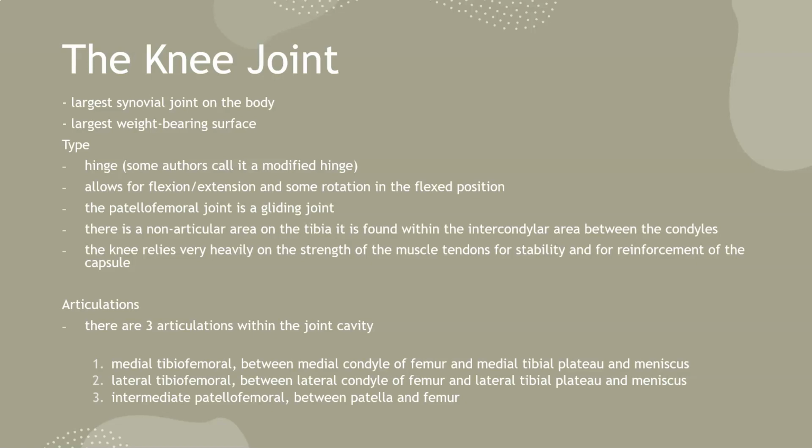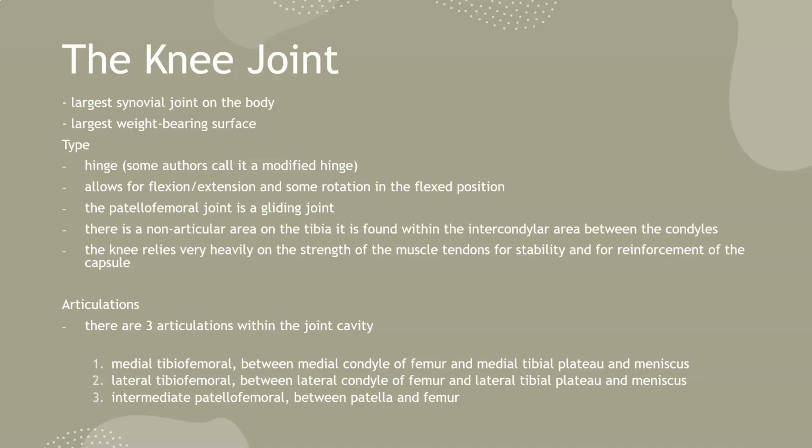It is a hinge joint, although some authors do call it a modified hinge, and we'll get into that a bit later. It does allow for flexion, extension, and in the flexed position, some rotation. So it's minor, but it's there, and you're going to take that in your assessments class as well, but it has to be in the flexed position, not in the extended position. The patellofemoral joint is a gliding joint, so that's between the patella and the distal end of the femur. And there is a non-articular area on the tibia, which is found within the intercondylar area between the condyles, as we know, the intercondylar eminence.